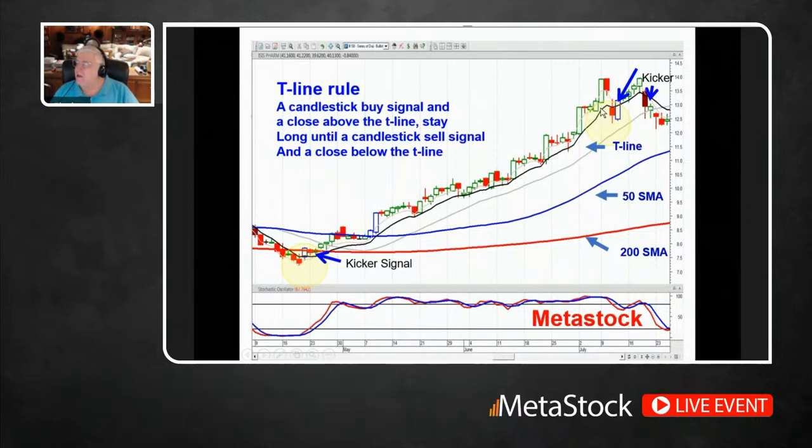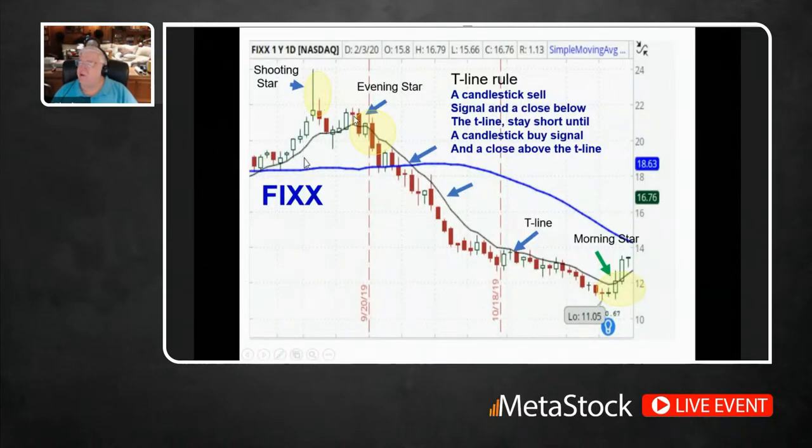What the T-line does is act like a natural support and resistance level of human nature, which makes a very strong combination. As long as you, after that buy signal, don't see a sell signal and a close below the T-line, you can stay long until that occurs. Conversely, on the short side, if you see candlestick sell signals and a close below the T-line, you can stay short until you see a candlestick buy signal and a close above the T-line. Now, this works for any time frame.